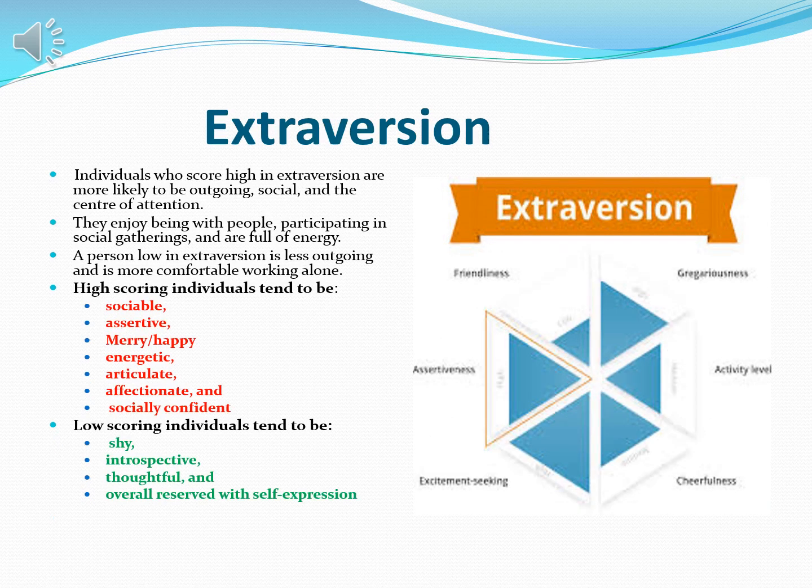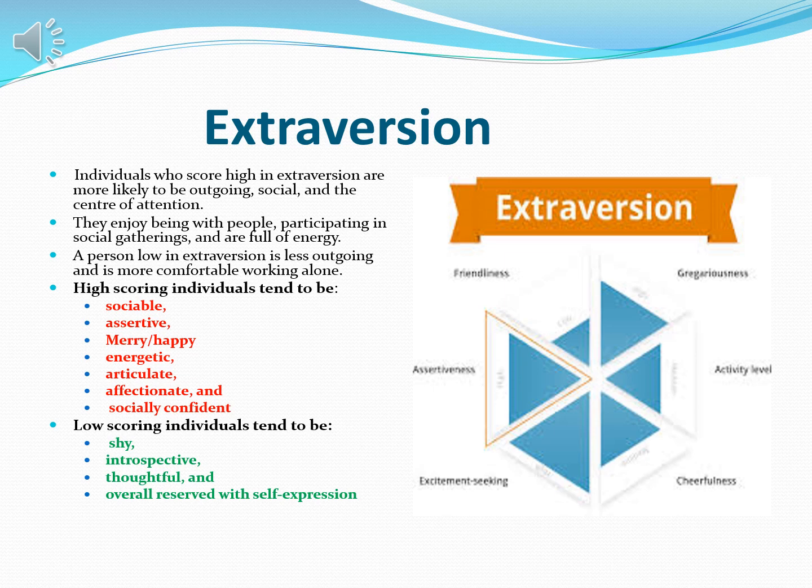The next trait is extraversion. Individuals who score high in extraversion are more likely to be outgoing, social, and certain of attention. They enjoy being with people, participating in social gatherings, and are full of energy. A person who is low in extraversion is usually called an introvert. A person who is low in extraversion is less outgoing and is more comfortable working alone.